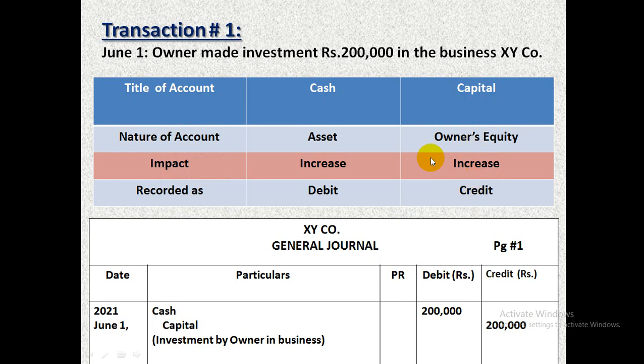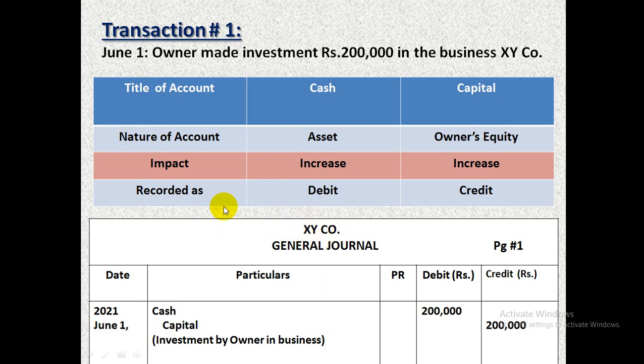Capital is also increasing. Amount of transaction is 2 lakh. On this date, June 1, 2021, cash account is debited with this rupees 2 lakh. Capital account is credited with rupees 2 lakh. Narration is investment by owner in business.